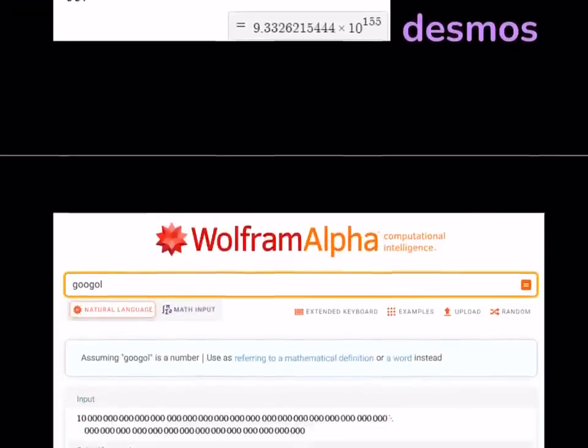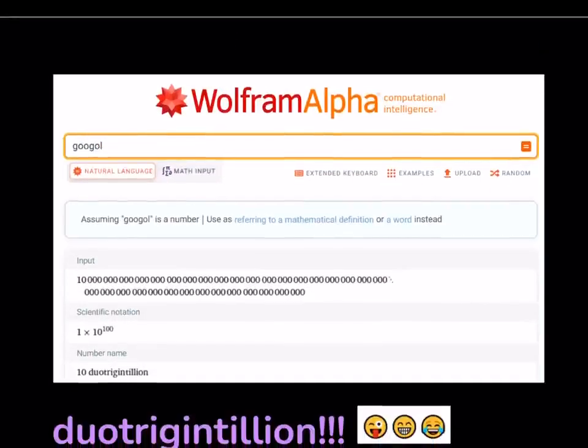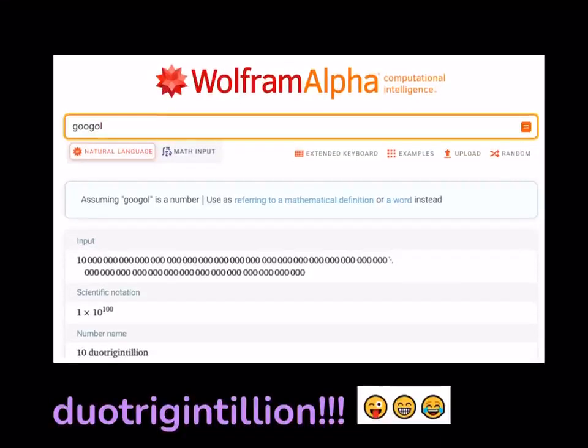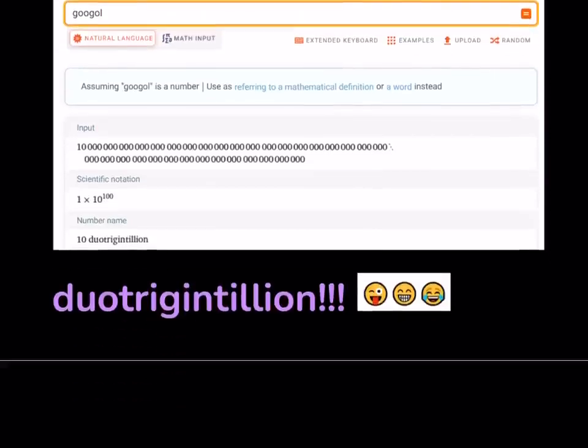Great. And another large number that is well known is Google, not the website Google, but the number Google, and it has basically 100 zeros that follows 1. And interestingly, it's also called 10 duotrigintillion. I kind of find that name interesting and funny too. Anyways, let's get started with our numbers.